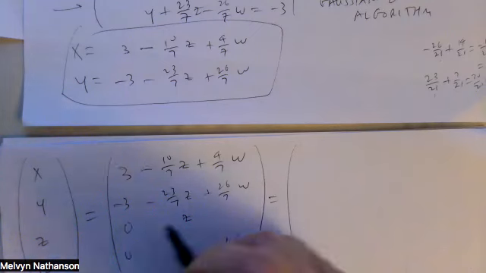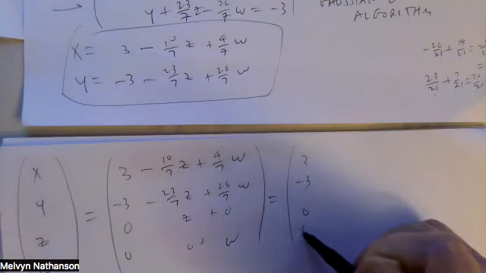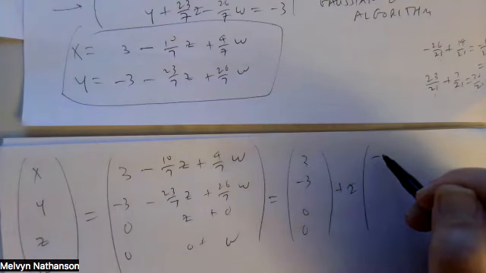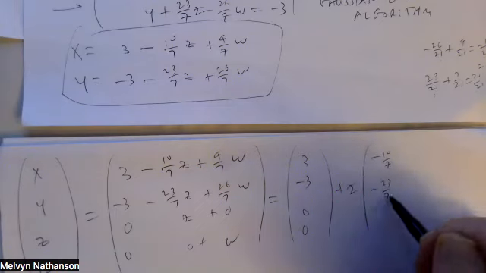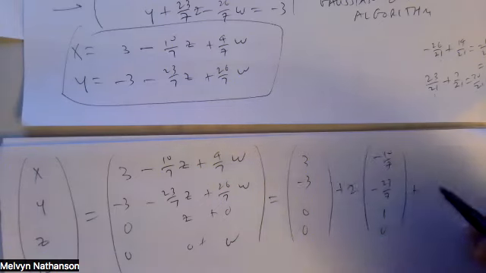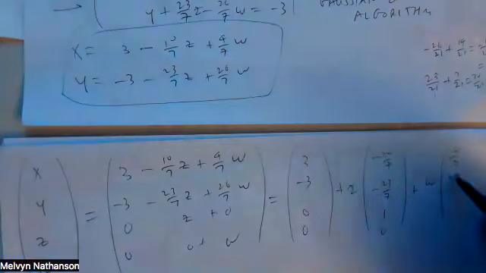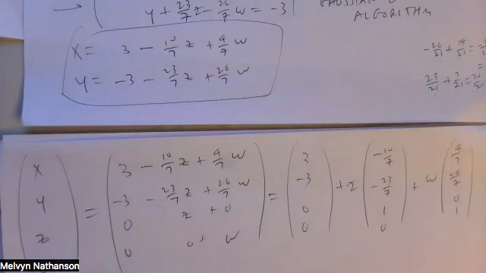I can write this as the vector 3, minus 3, 0, 0 plus z times the vector minus 10 over 7, minus 23 over 7, 1, 0 plus w times the vector 4 over 7, 26 over 7, 0 and 1. And that is the general solution of this system of equations.